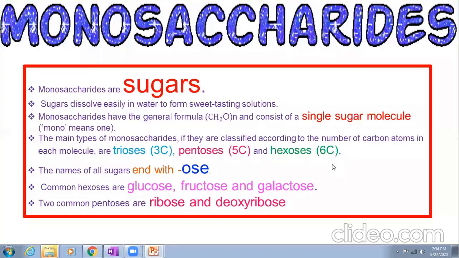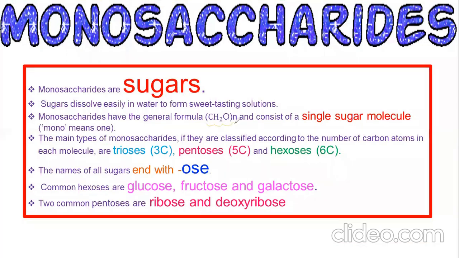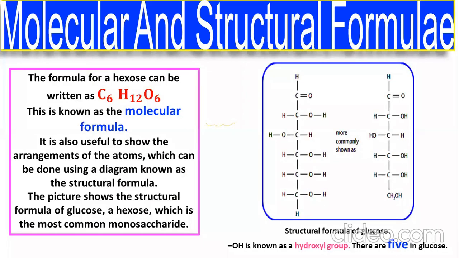All right, boys. So up to here we discussed monosaccharide, the simple sugar, and that it cannot be hydrolyzed further. Then we discussed the general formula for the monosaccharide, and then triose, pentose, hexose, right? The names of the sugars: glucose, fructose, and galactose, and two common pentoses, ribose and deoxyribose, right? Up to here we discussed. This slide we already did.